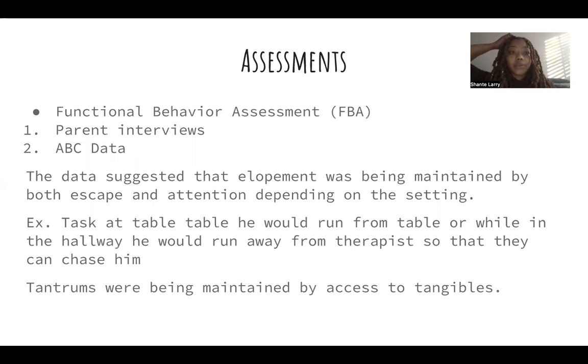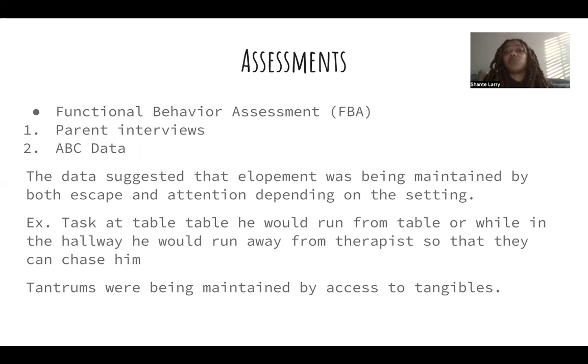The assessment that we ran was the functional behavior assessment. Within the functional behavior assessment, we did parent interviews and ABC data. The ABC data was conducted in the clinic. The parent interviews were only conducted during the first initial assessment. Every RBT that had him within the first week filled out an ABC data sheet for any time he engaged in tantrums, elopement, or whining.